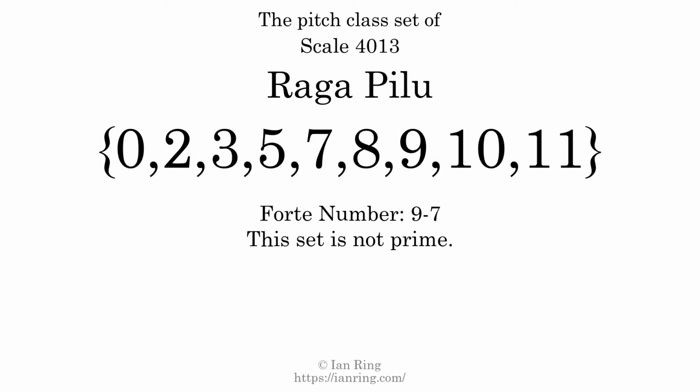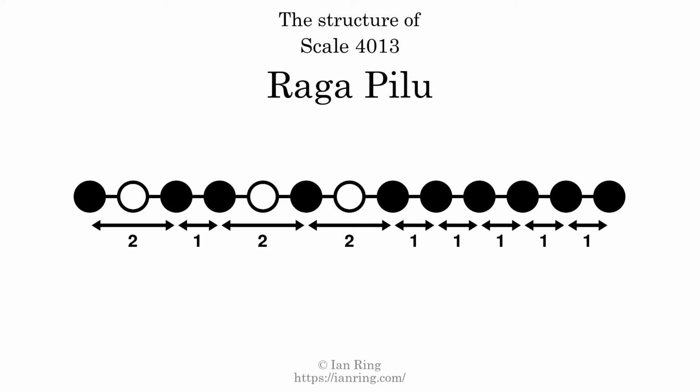The pitch class set for this scale is 0, 2, 3, 5, 7, 8, 9, 10, 11. The forte class is 9-7. This set is not prime. The structure of a scale is a description of the interval distance between each successive tone. This scale has a structure of 2 1 2 2 1 1 1 1 1.